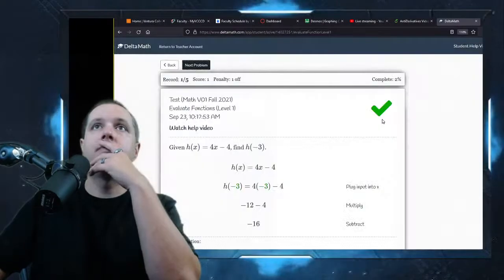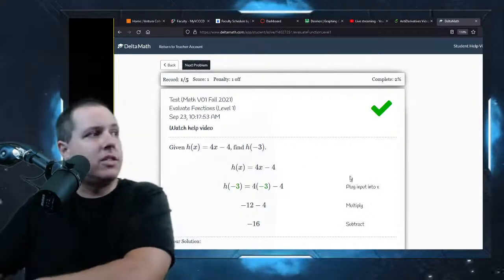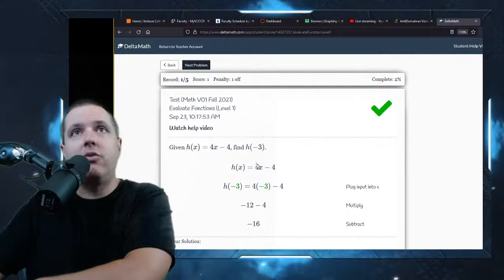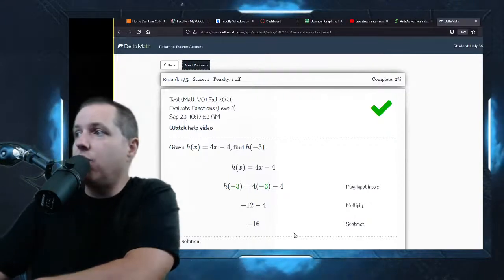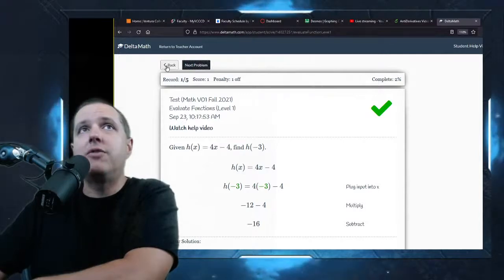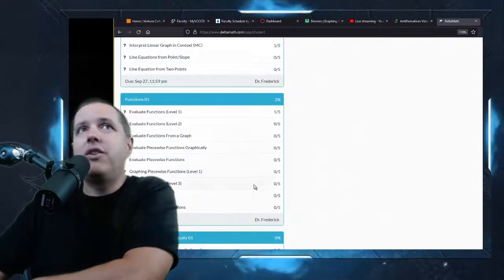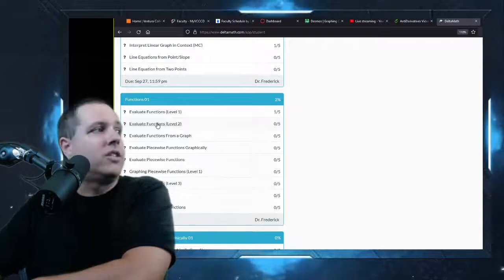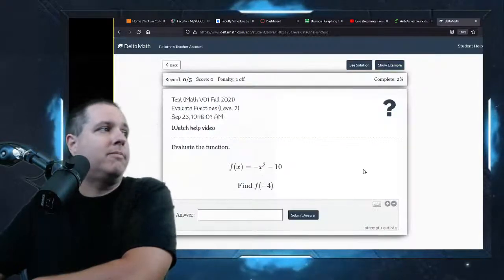Let's see. There we go. Got it right. See? They're the same thing. It looks exactly like what I did. All they're doing is substituting the negative 3 in there for the x, and then, of course, using order of operations and all that kind of stuff that you're supposed to do. But that's really all there is to that type of problem. All right, let's do a level 2 problem. Let's see what that looks like.